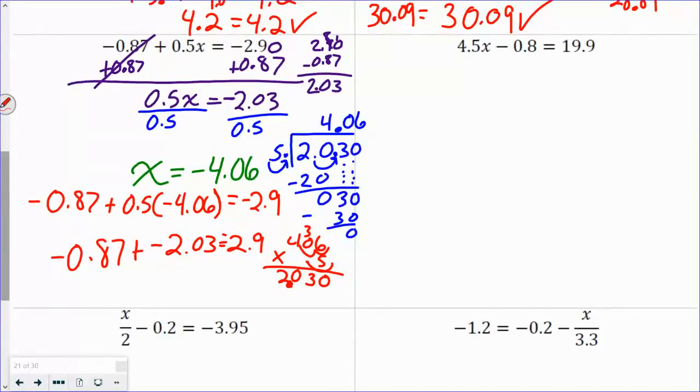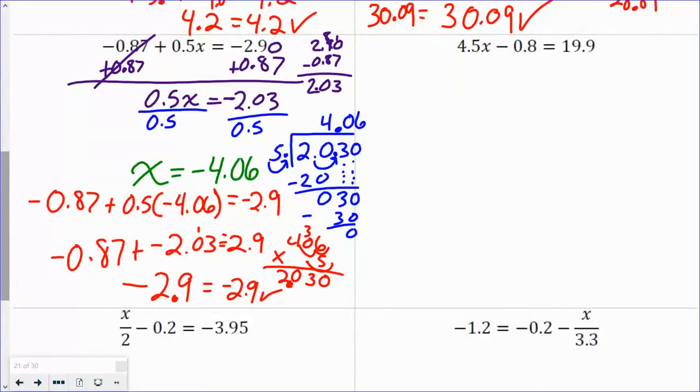And if you add 7 and 3, that makes a 0. 8 and 1 makes 9. And 2 and nothing makes 2. Same signs, add and keep your negative. That is the correct answer. Alrighty.